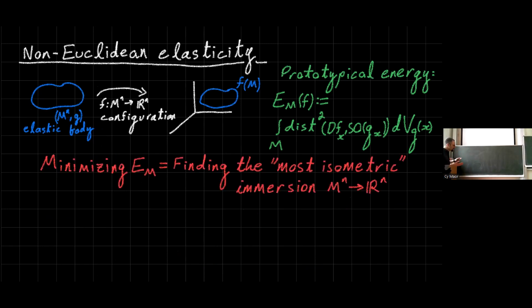So what it measures, basically: you have a Riemannian manifold, and the minimization problem of this energy measures, the question is finding the most isometric immersion of this manifold into Euclidean space of the same dimension, even if you don't have a true isometric immersion. So we want to do the least stretching, the most isometric immersion. So this is minimizing this function.